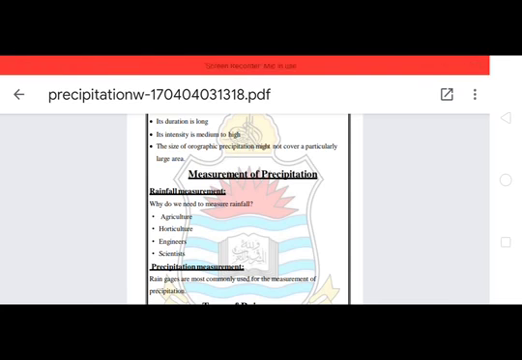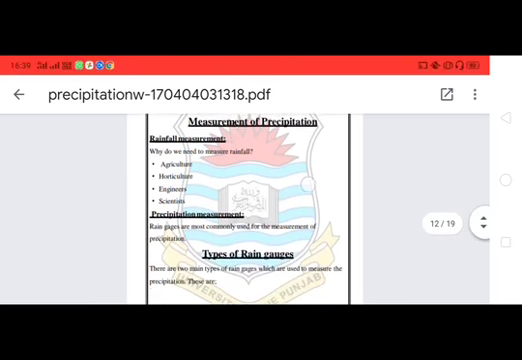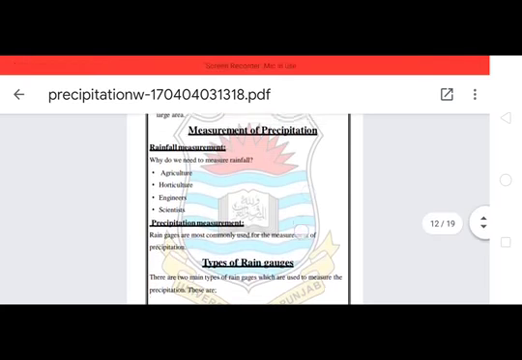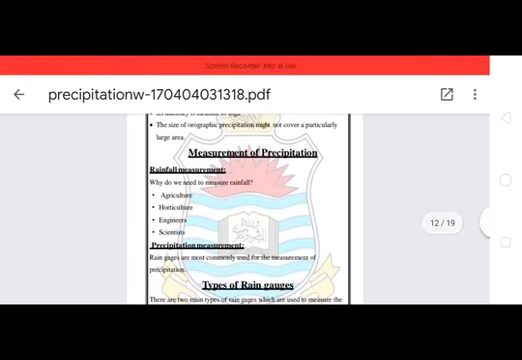So rainfall measurement: why do we need to measure rainfall? For the purposes of agriculture, horticulture, engineers, scientists, etc. The instrument used for this type of measurement is called a rain gauge.